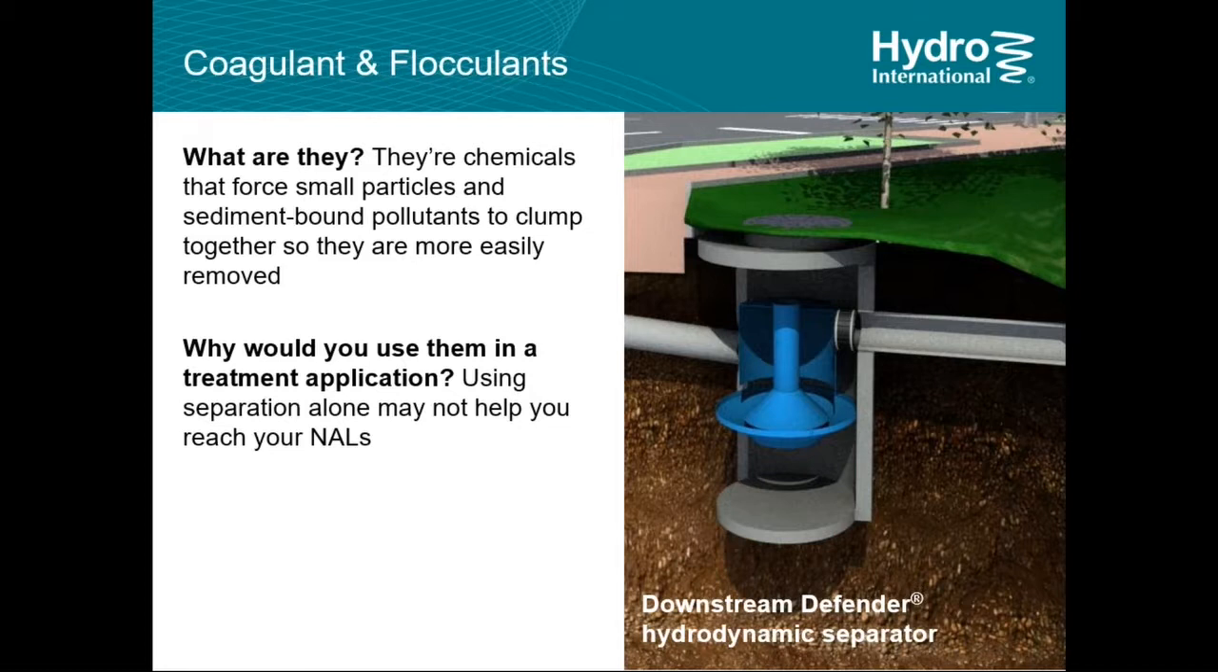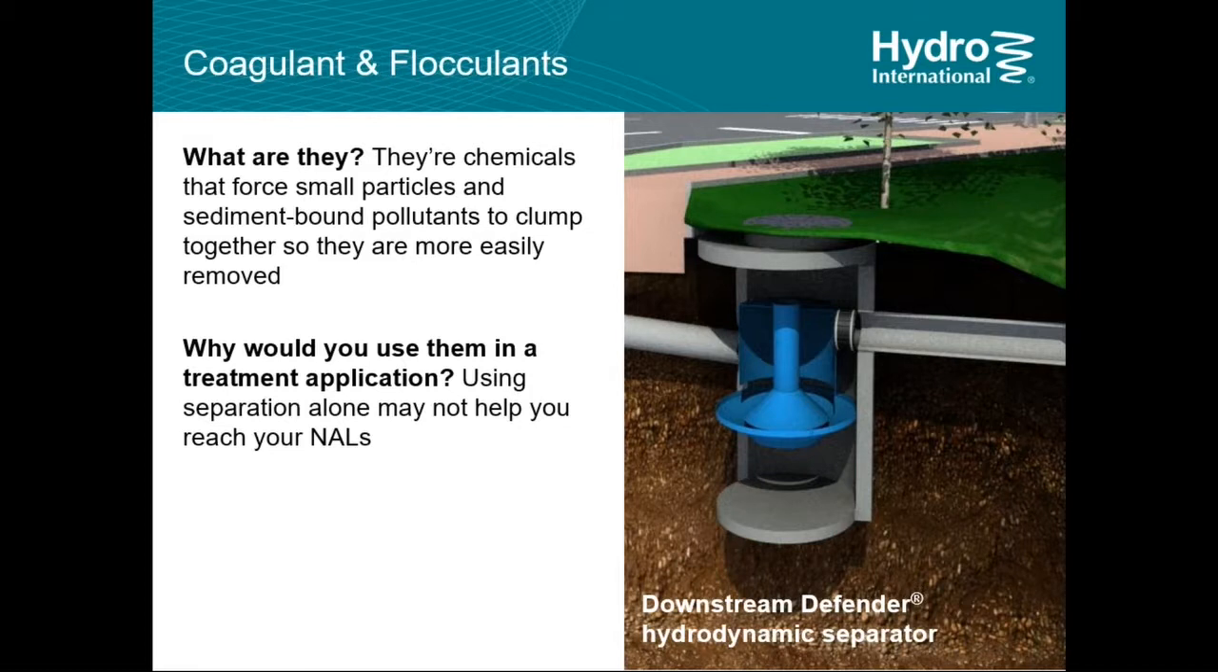That system would not be able to remove a lot of the particulates on a site because they're too small. So it would go right through the system. Smaller particles, that is. So we'd use coagulants and flocculants to help it settle out. So why use them in a treatment application? Because separation alone won't do the trick. And many times the particles are so small, they can go through many filters and many membranes. And so that's another reason that you'd want to use chemicals.